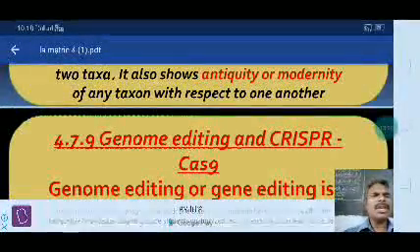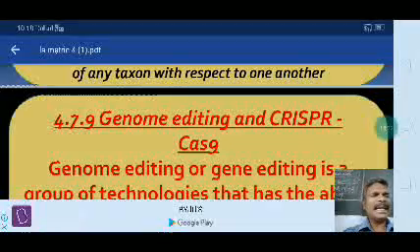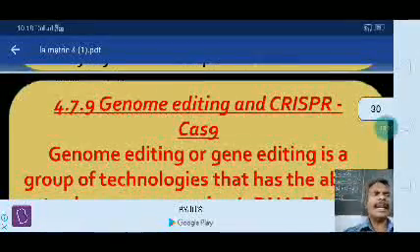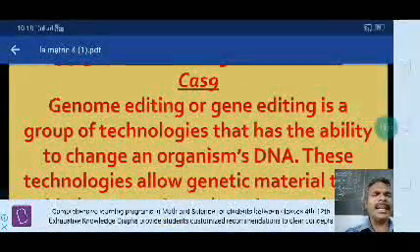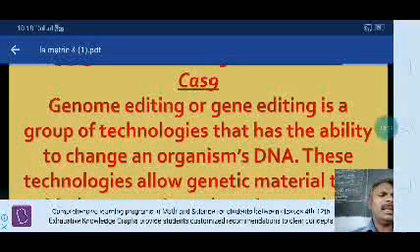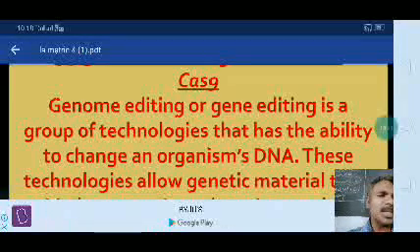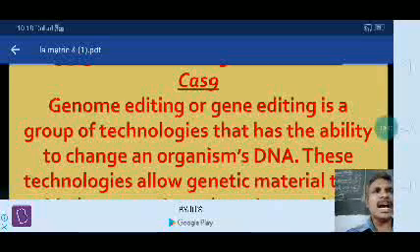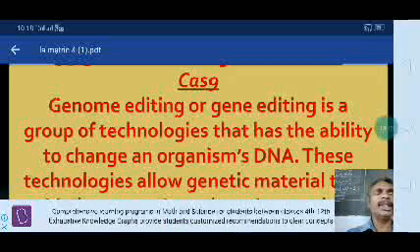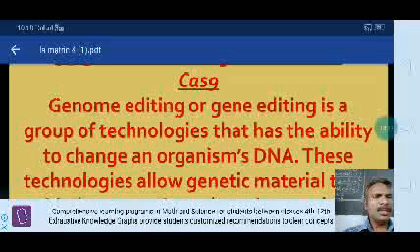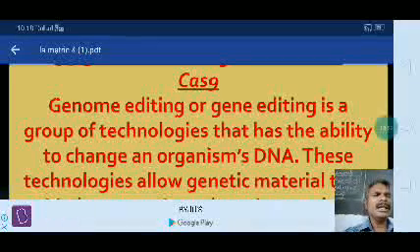Okay, the next one is genome editing and CRISPR Cas9. Genome editing, or gene editing, is a group of technologies that has the ability to change an organism's DNA. Editing means you can cut or join other DNA into that organism.